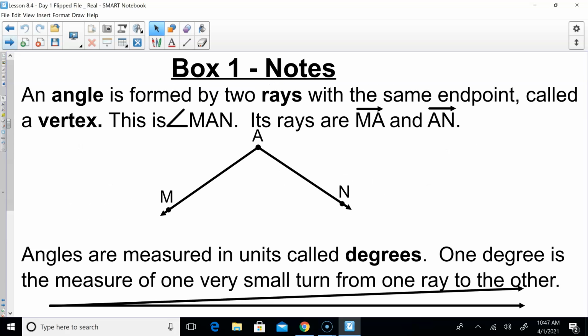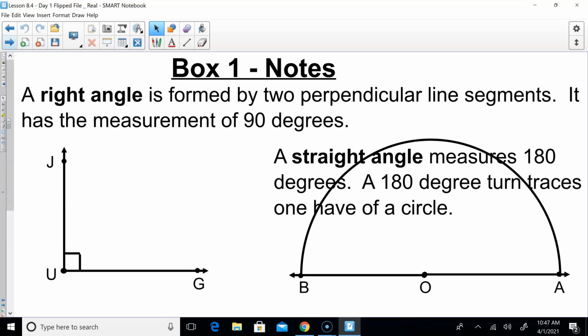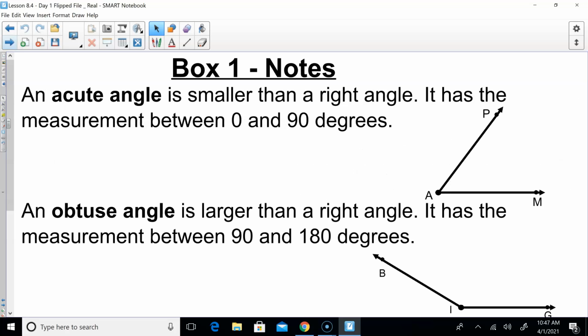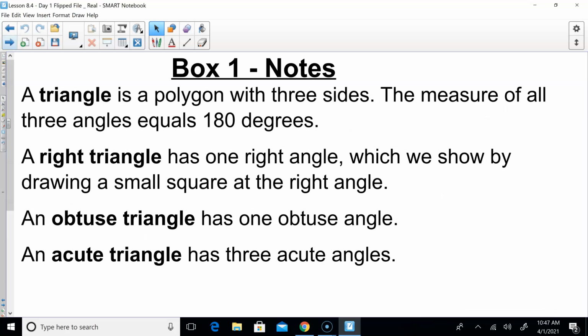So it says review: what an angle is, with rays and a vertex. Angles are measured in degrees. Good review. We have a right angle, which is 90 degrees. We've got a straight angle, which is 180 degrees. We've got an acute angle, which is 0 to 90, and an obtuse angle, 90 to 180. Just a good review of what types of angles we have, because ironically, triangle has the word angle in it, and tri means 3. So right now, these will be your new notes to add to your notebook.